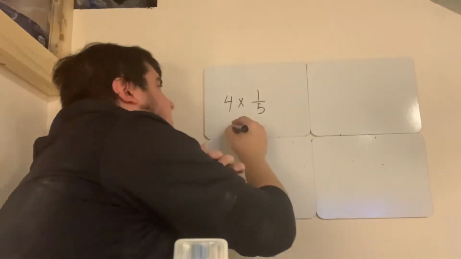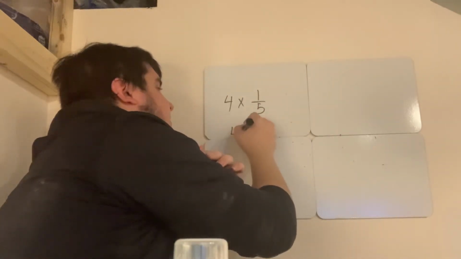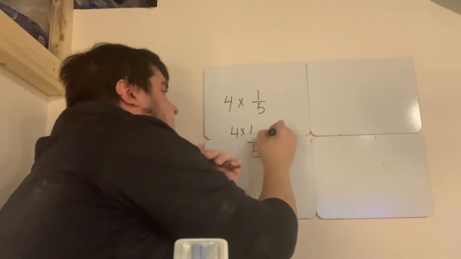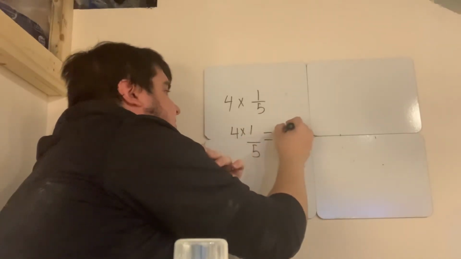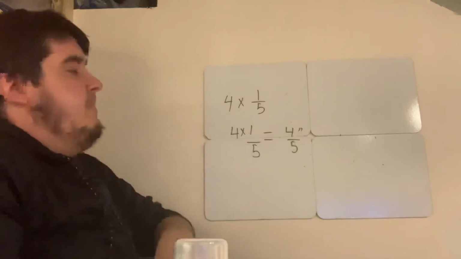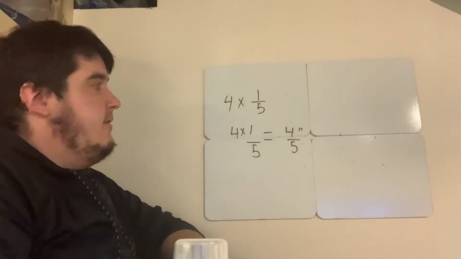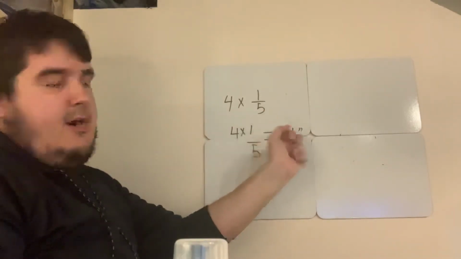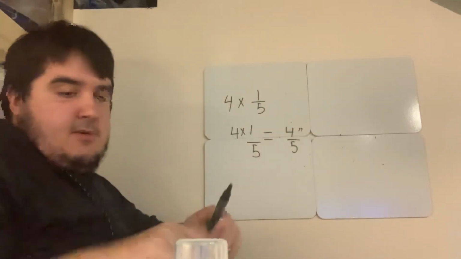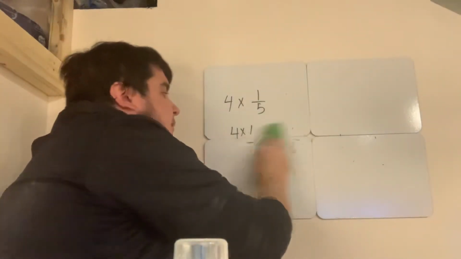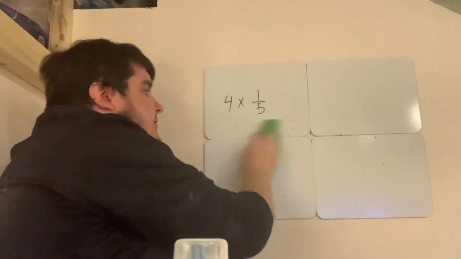So 4 times 1 gives us 4/5. So we just times it by the numerator, and not the denominator. So we'll do one more like that. We'll do one where it gives us an improper fraction.